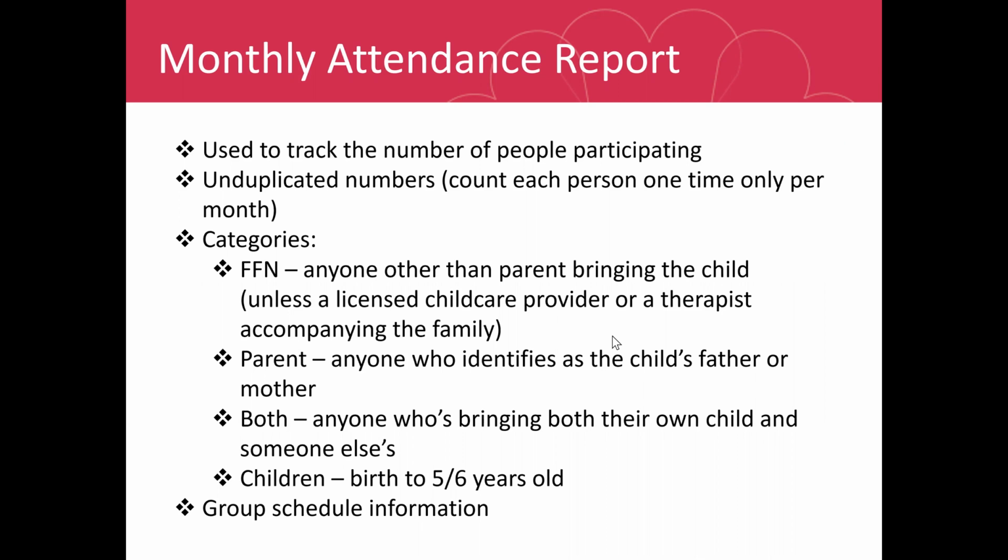Another category is the parents. So this is anyone who identifies as the child's father or mother. And the both category, which is anyone who is bringing their own child and someone else's. And children, and that is a child who's from birth to 5 to 6 years old. And the last one is just any group schedule information that you want to let us know about, like location-wise or time-wise, that is different.